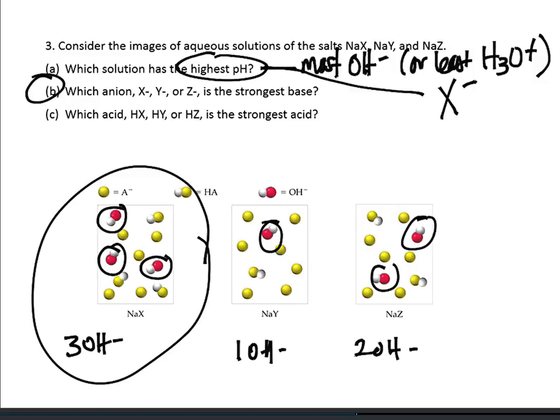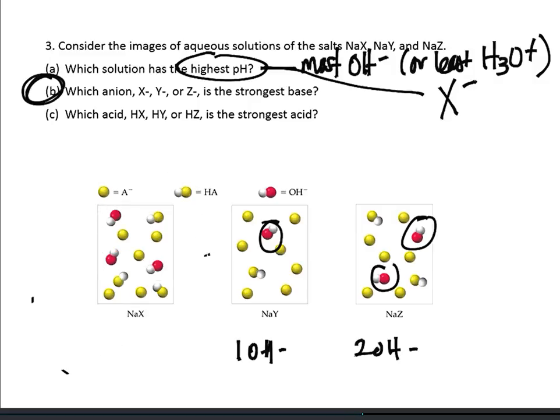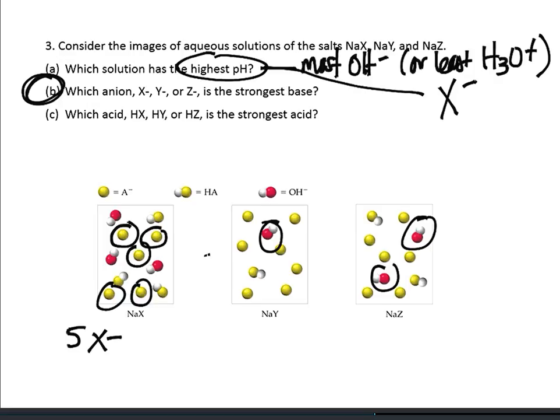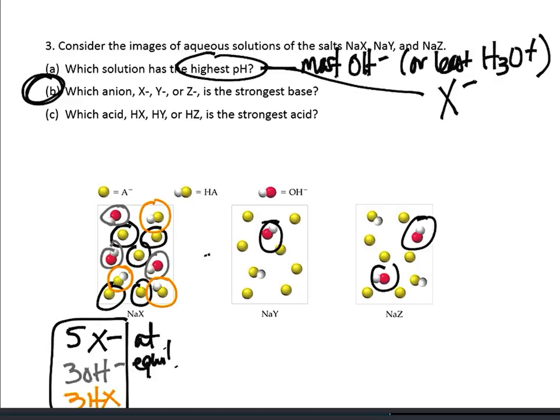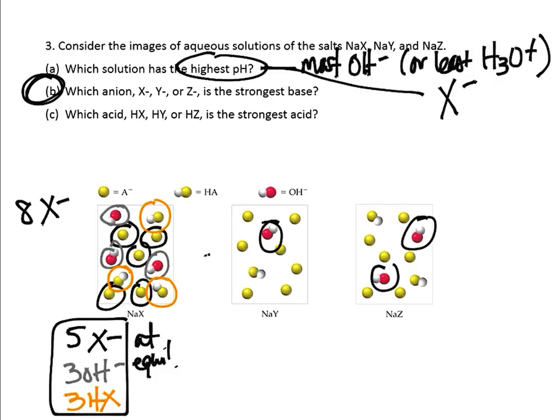Part B, which anion is the strongest base? In this case, we're just going to see which reaction lies furthest to the right. These boxes represent the equilibrium concentrations. So here, if we count 1, 2, 3, 4, 5, we have 5 X-. We have 1, 2, 3 hydroxide ions, and that means we have 3 HX's. Now, this is at equilibrium. We started out with 8 X-. This was pure X- when we started. That was the initial amount. And 3 of them reacted away.